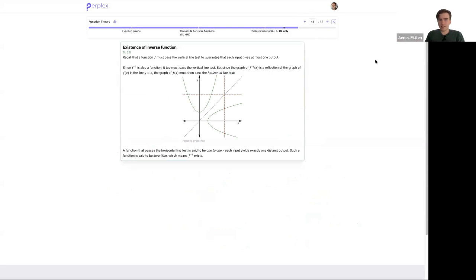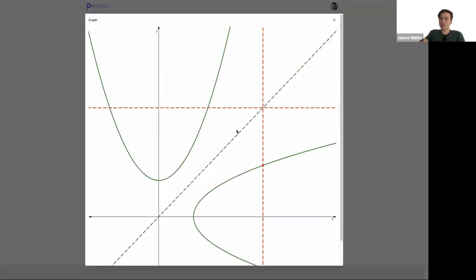I want to talk about the existence of inverse functions. When do they exist? So we know that a function has to pass the vertical line test. Each input has to go to at most one output. And since f negative 1 has to also be a function, it must pass the vertical line test. But we know that the graph of f negative 1 is the mirror image, the reflection of the graph of f of x in the line y is equal to x. And that means that the graph of f of x must pass a horizontal line test for its inverse to exist. Let's open this up and take a closer look.